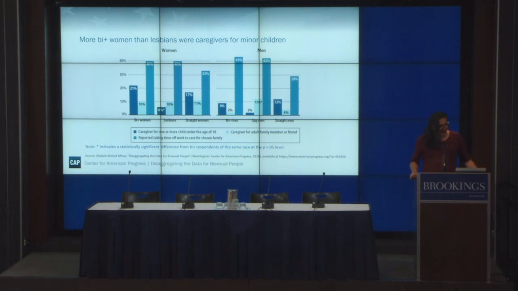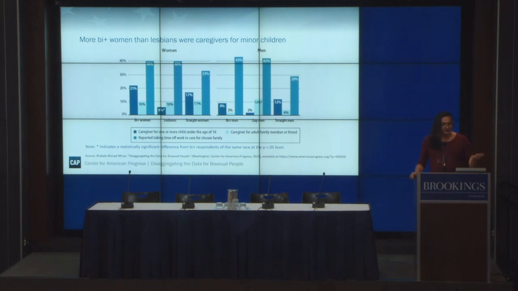Similarly, when we looked at caregiving, we found some differences as well. You'll notice that bi plus women are a lot more likely to be caregiving for minor children, and that tracks with what we know from prior surveys as well. What was also particularly interesting is when we think in these very binary terms, are bi plus people behaving like their straight peers, or are they behaving like their lesbian or gay peers, right? And while that may not be the correct question to ask, let's just sit with that for a moment.